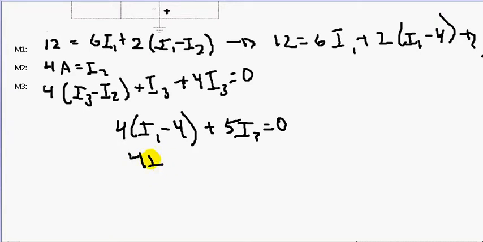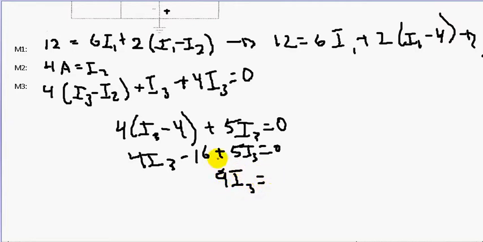4 I1, excuse me, that's supposed to be 3. Minus 16 plus 5 I3 is equal to 0. 5 plus 4 is 9, so 9 I3 equal to, add 16 on both sides, 16. So I3 is equal to 16 over 9.